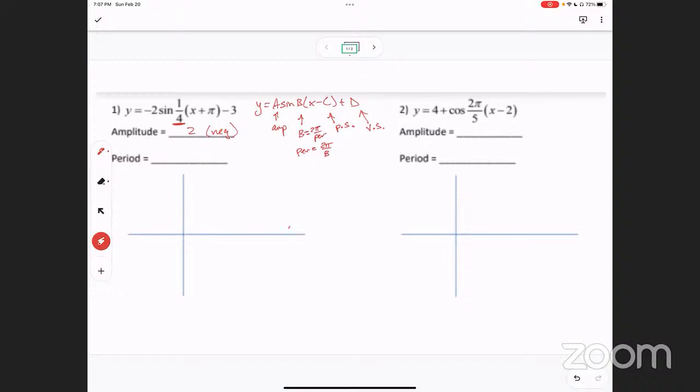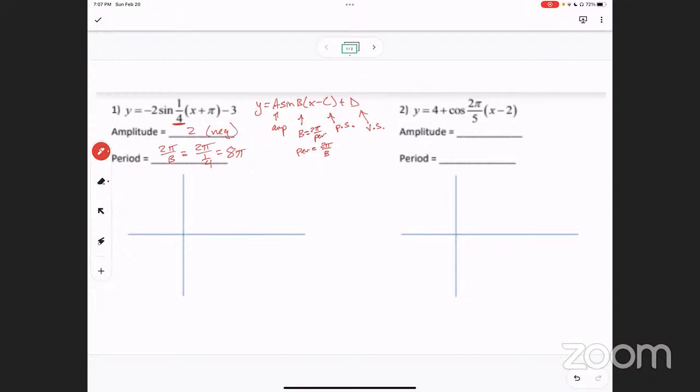Your period is 2 pi over b, and b is 1/4. So it's 2 pi over 1/4. How do you divide by 1/4? Multiply by 4/1. Perfect. So that's just 8 pi.